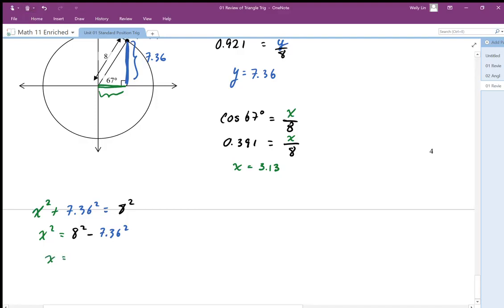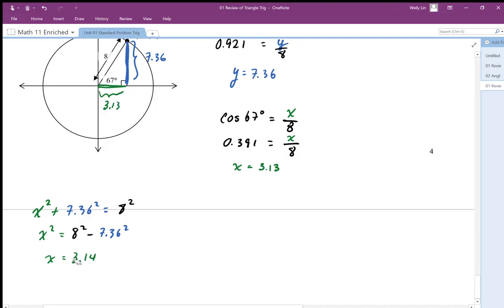Using my calculator, I get 8 squared minus 7.36 squared, square root that number. I get 3.14. When I round it, I get about 3.14. It's 3.135. So given the difference here is just going to be the rounding error, this is essentially the same solution. So I'm just going to leave that as 3.13.